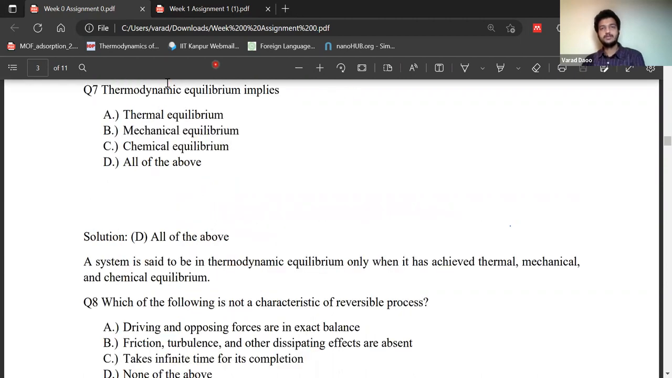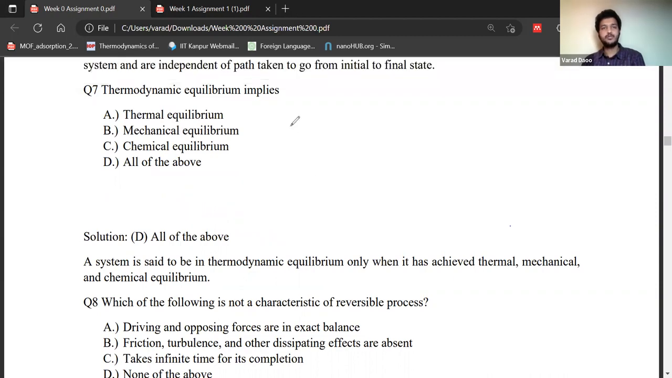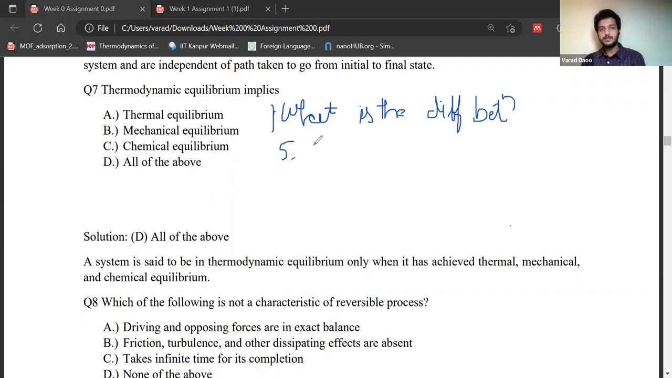Anybody has any questions? So here I will ask a homework question, which I hope you can try to find, and then if you are able to answer it, we can discuss it in the next class. So the question is, what is the difference between steady state and equilibrium?